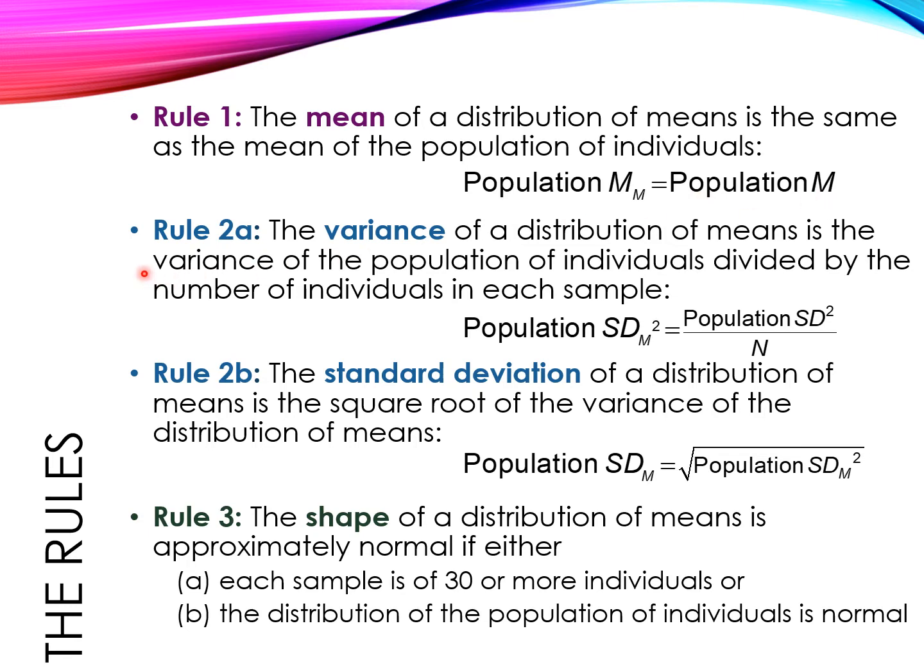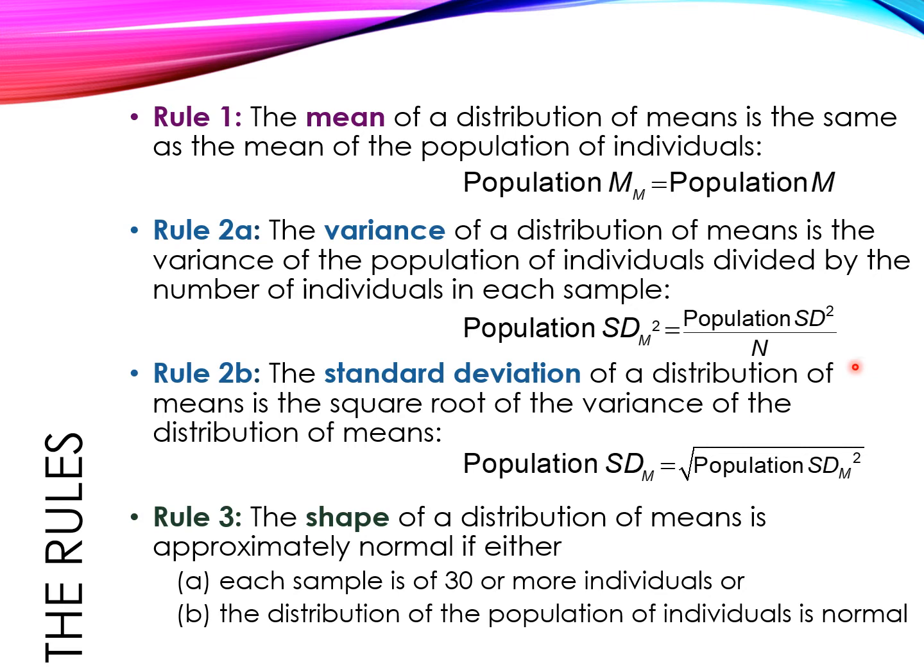Rule 2A, the variance of a distribution of means equals the variance of the population of individuals divided by the number of individuals in each sample. And this shows you how our variance gets so much smaller. We'll be looking at that when we make some calculations in a few minutes.